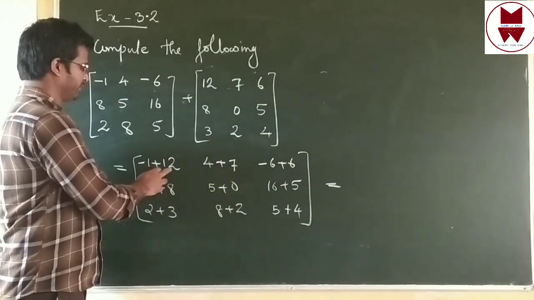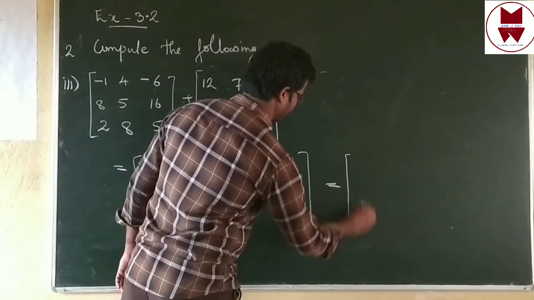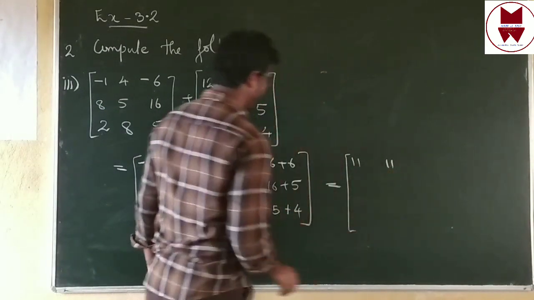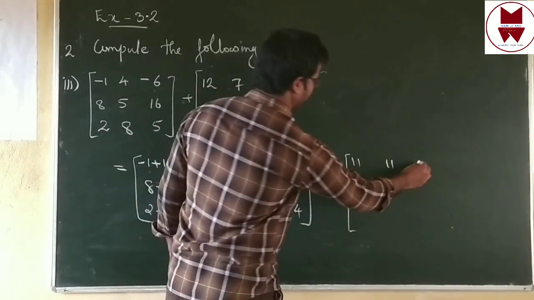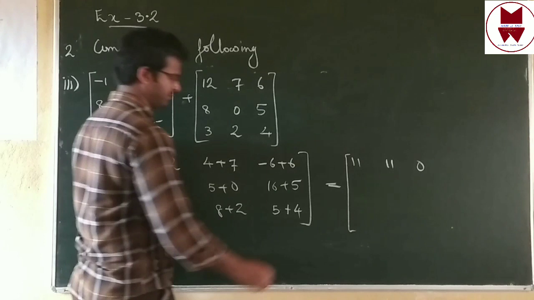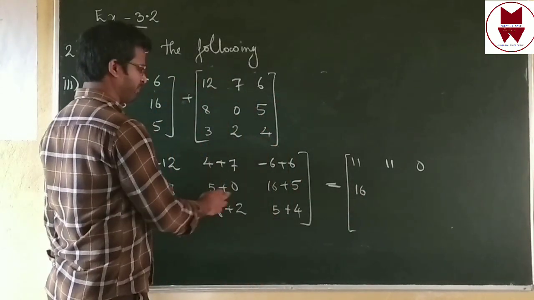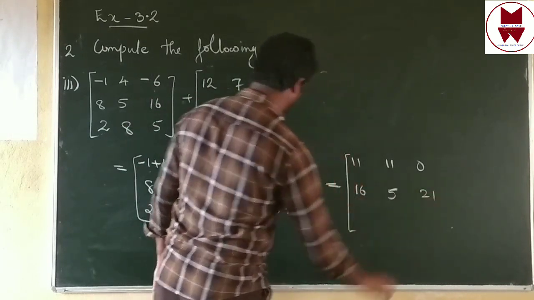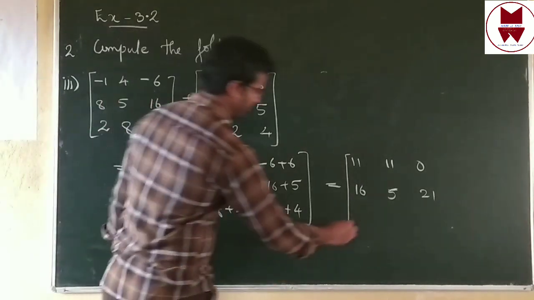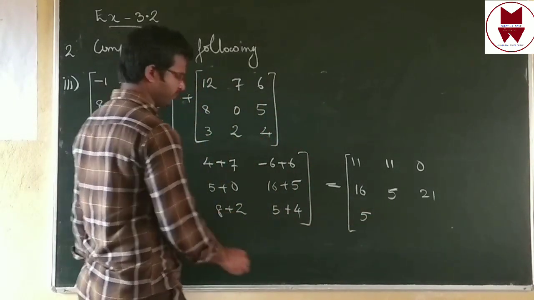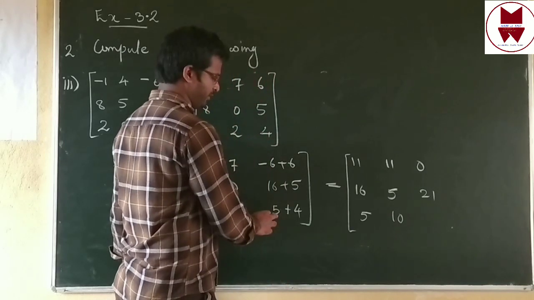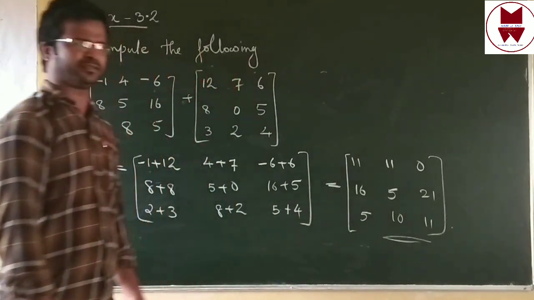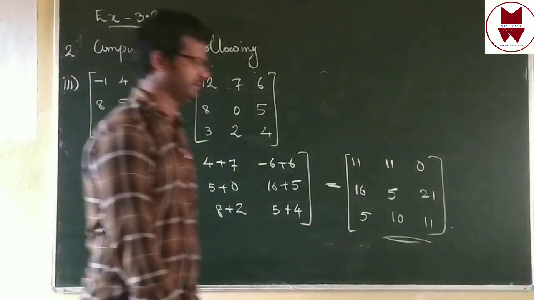Equal to 12 minus 1, that is 11. Then 4 plus 7, that is also 11. Minus 6 plus 6 is 0. 8 plus 8 is 16. Then 5 plus 0 is 5. 16 plus 5 is 21. 2 plus 3 is 5. 8 plus 2 is 10. Then 5 plus 4 is 9. This is our answer. Nothing more, just add corresponding elements, only this much.